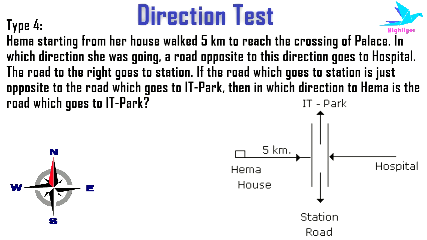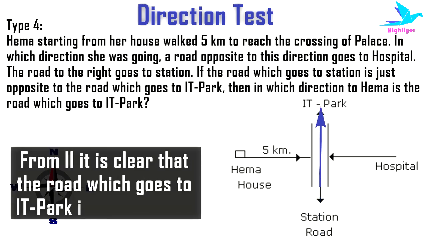Now let's refer to this figure to understand this completely. Hema goes 5 km towards the crossing of Palace. Then we can see there is an opposite road which goes in the same direction, which goes towards the hospital. Then the road to the right of Hema goes to the station and the road opposite to the station road goes to the IT Park. So from figure 2, it is clear that the road which goes to IT Park is to the left of Hema.